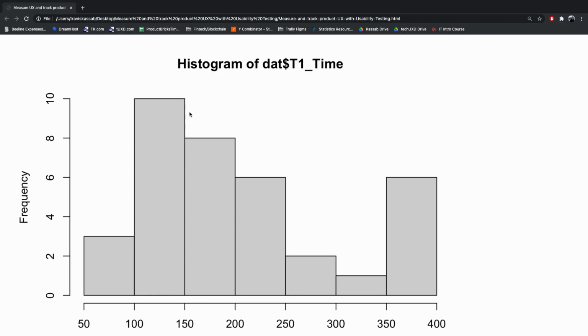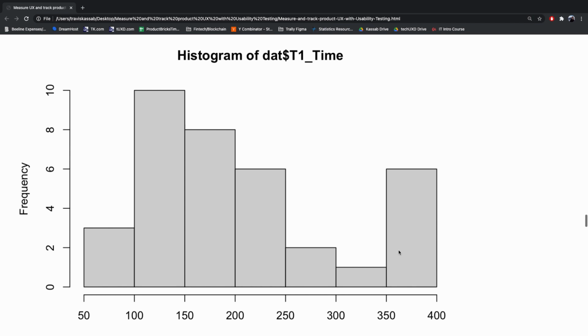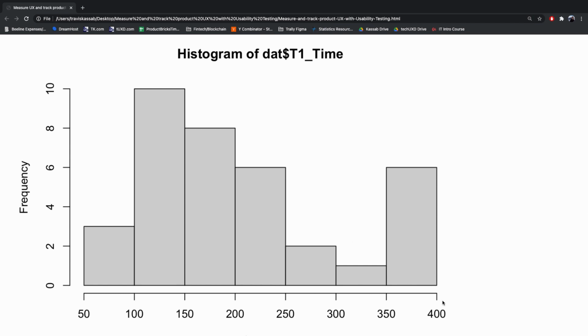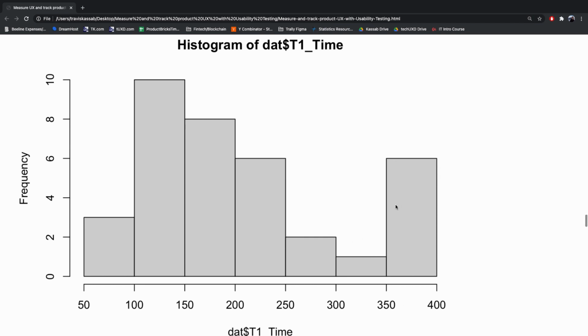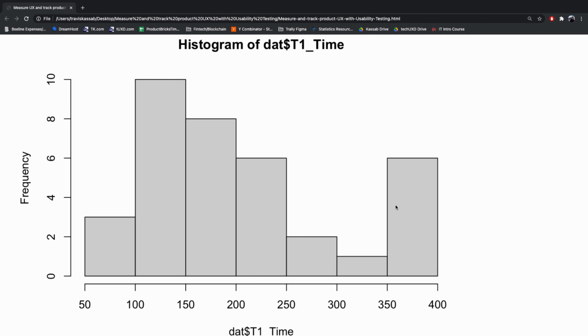Something interesting for these time variables is that they are generally positively skewed. It means there's a right tail. So this is the distribution for the task 1 time on task variable. And as you can see, it's positively skewed, meaning that people stack up at longer task times. There's a tail in the distribution, and there's actually quite a few in that 350 to 400 bucket there. This is really the case for all task times.